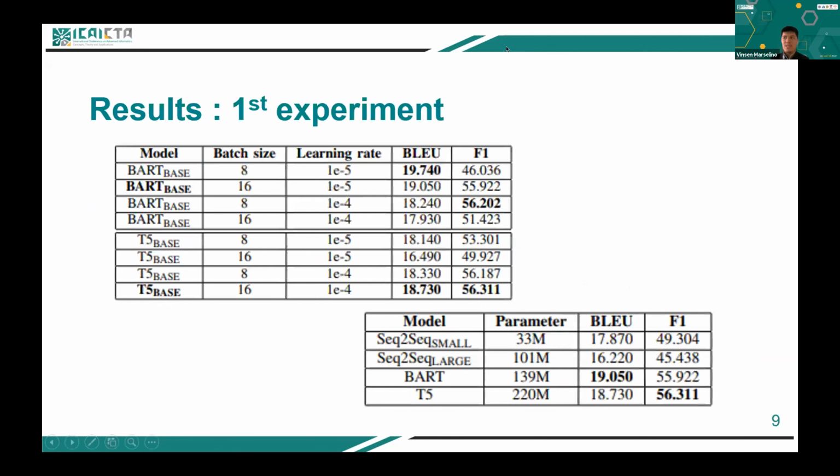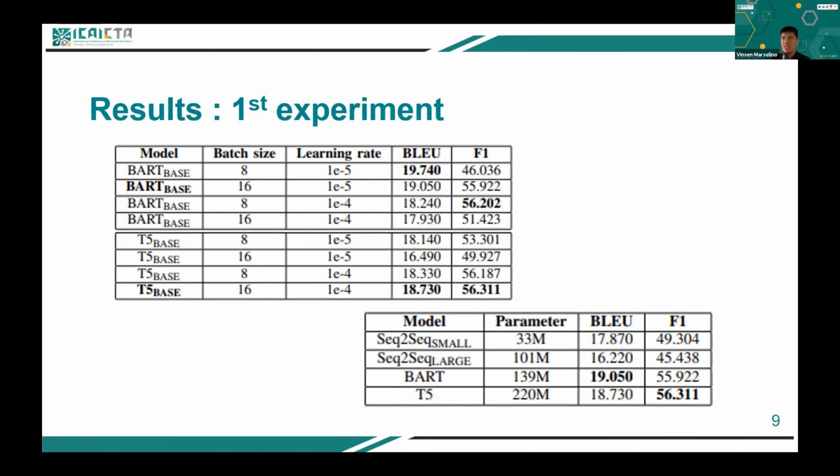Here's the result of the first experiment. In the first experiment, we just trained on the knowledge embedded data. For BART, we conduct 4 types of hyperparameters with different batch size and learning rate. The best for BART is the second one, with 16 batch size and 1E-5 learning rate. It doesn't achieve the best BLEU nor the best F1, but it achieves the balance of both, whereas for the first BART the F1 is so low, and for the third BART the BLEU is quite low too.